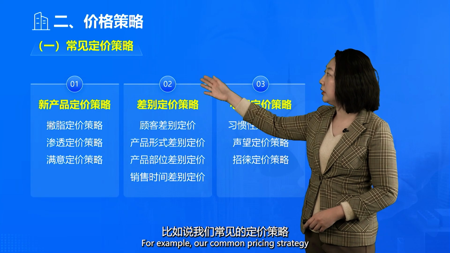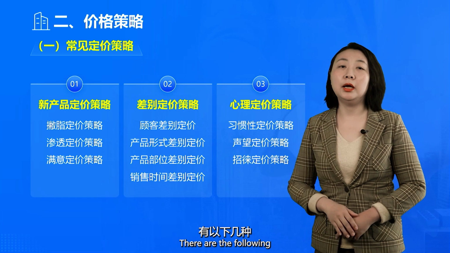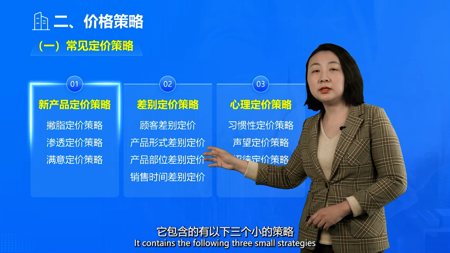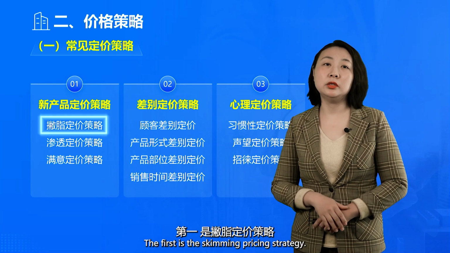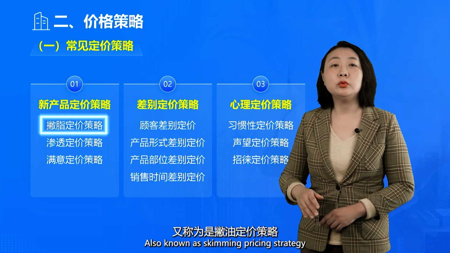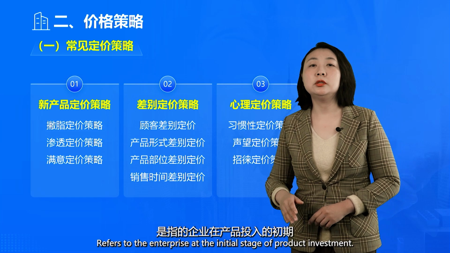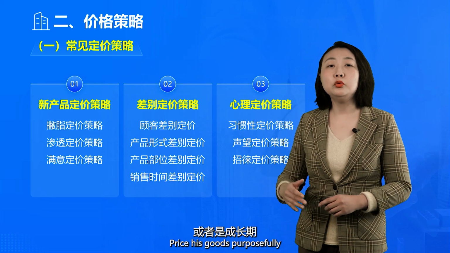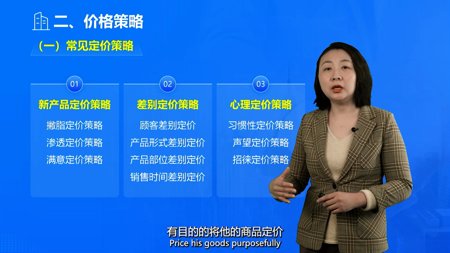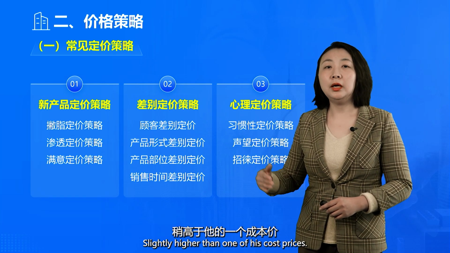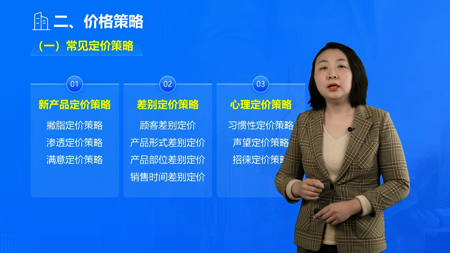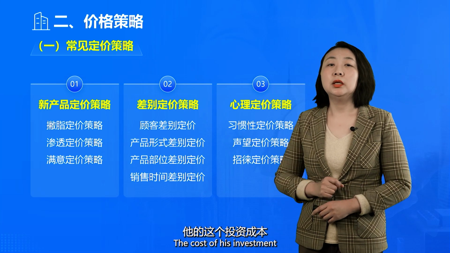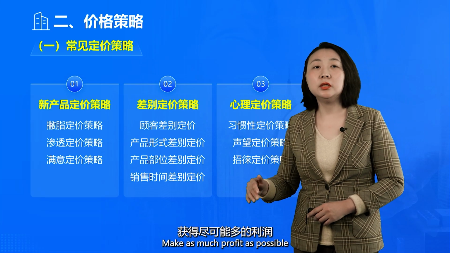For example, our common pricing strategy. There are the following. The first is the pricing strategy of new products. It contains the following 3 small strategies. The first is the skimming pricing strategy, also known as skimming pricing strategy. It refers to the enterprise at the initial stage of product investment, or the growth period. Price his goods purposefully slightly higher than one of his cost prices, and then, so that he can recycle the cost of his investment in the short term. Make as much profit as possible.